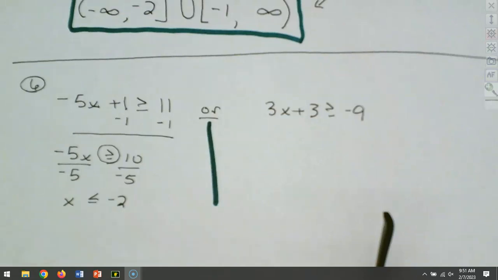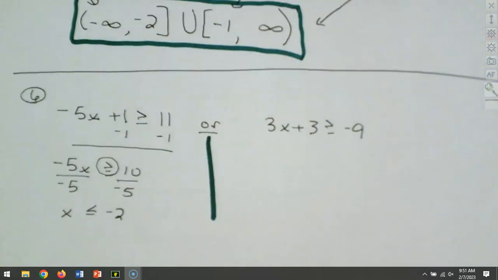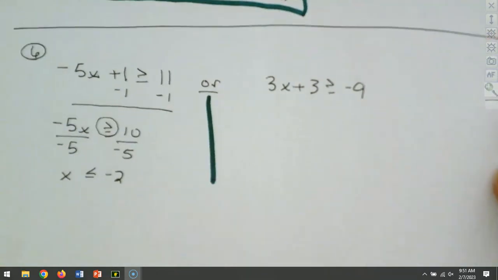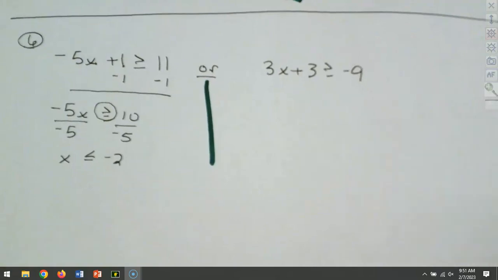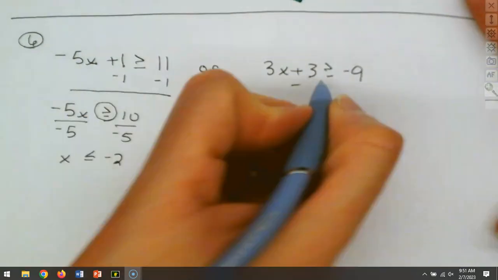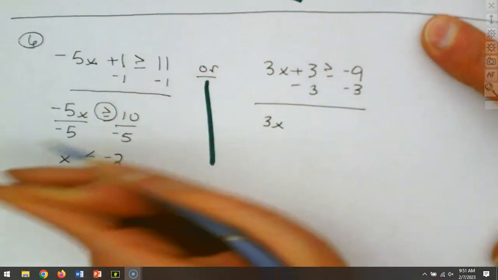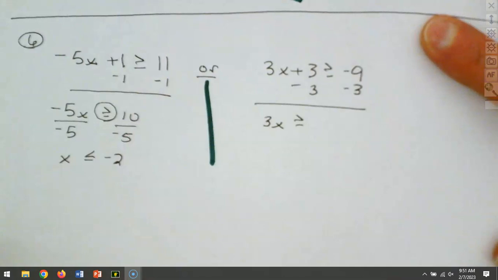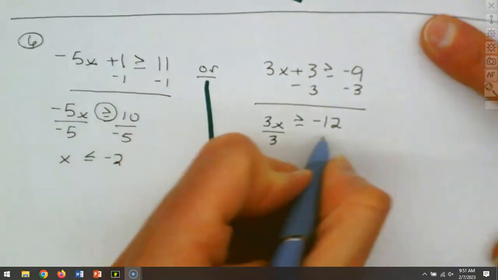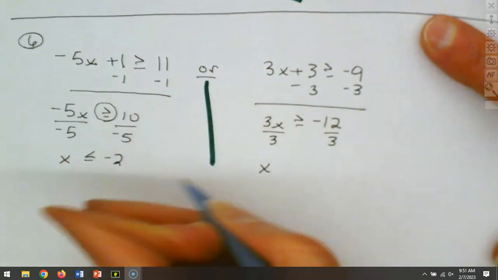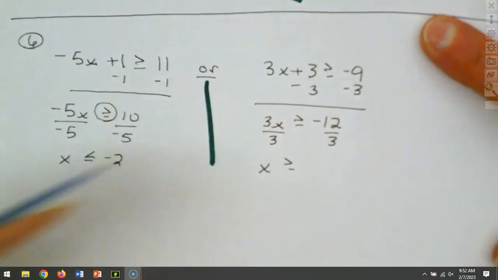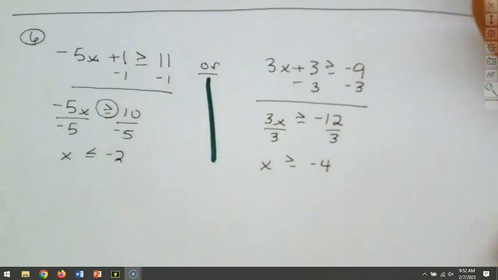Okay, so let's go ahead and finish this one. Now, when we divided by that negative, that flipped the inequality symbol. We're going to repeat the process over here. So move that negative 3 over. And that gives us 3x is now greater than or equal to a negative 12. We divide by that 3. This time, though, we're not going to flip our inequality symbol because we are dividing by what? We're dividing by a positive 3.